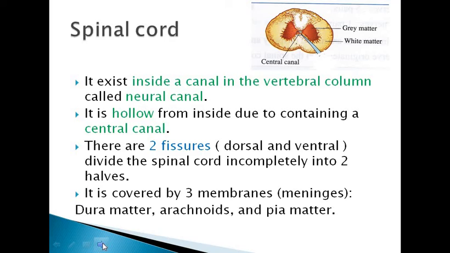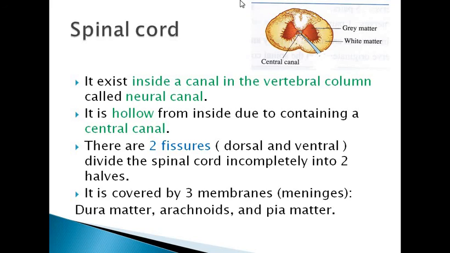The second part of the central nervous system is the spinal cord, and the spinal cord is present inside the vertebral column in a canal formed of bone called the neural canal or spinal canal. Why? To protect the spinal cord. Also, the spinal cord is covered by meninges, which is formed of 3 layers: dura mater, arachnoid, and pia mater, similar to the brain. The spinal cord is hollow from inside, and this hollow contains a central canal.